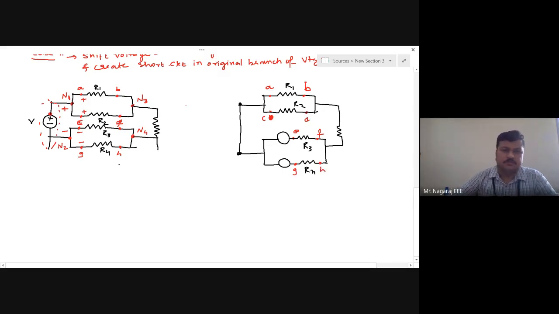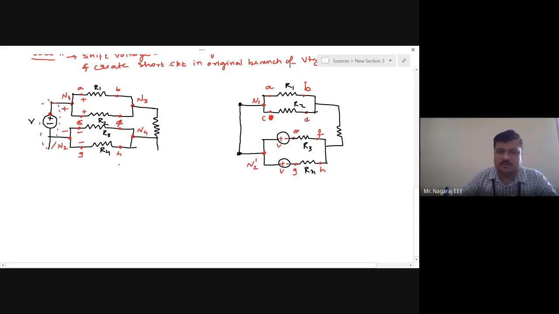Terminal C was originally at negative potential, terminal G was originally at negative potential. So the polarity of the source marking should be like this: minus, plus, V volts, V volts. See here, A is at positive potential, originally connected to this node N1. Now I will call this N2 dash. A new node is formed.